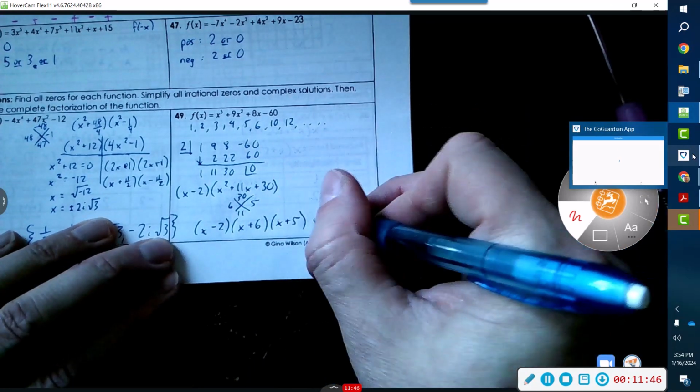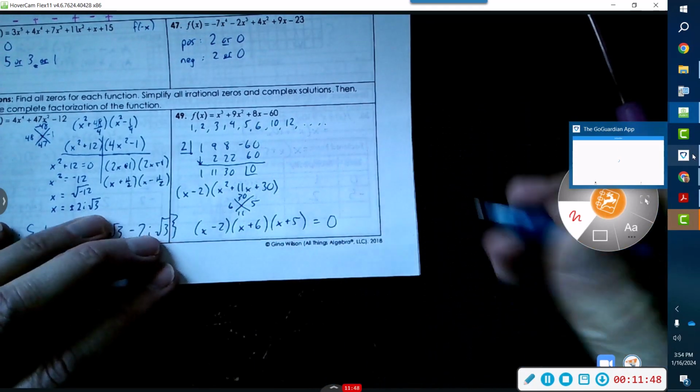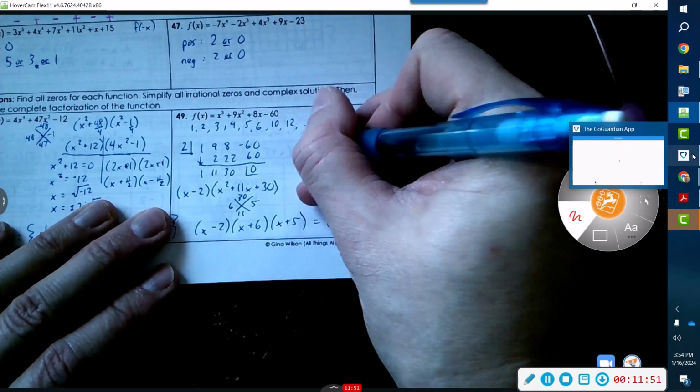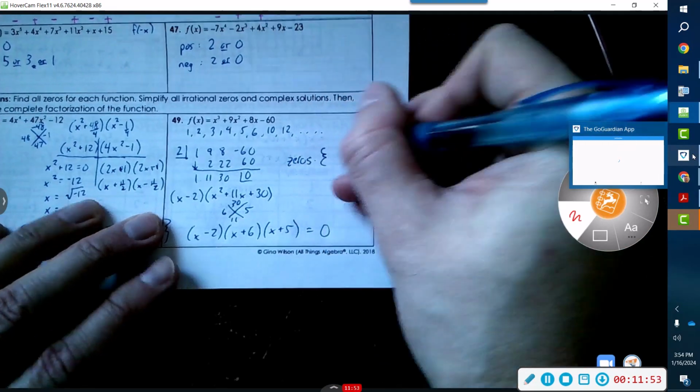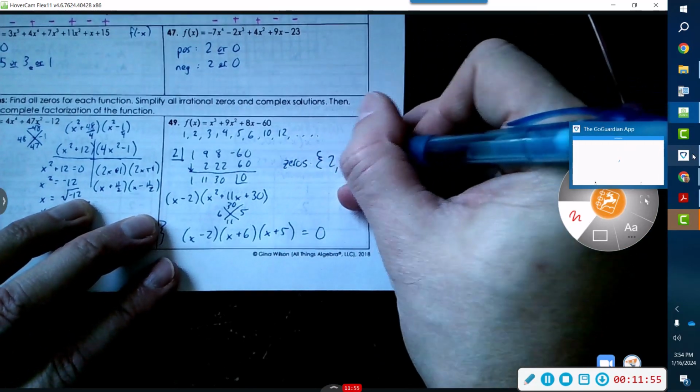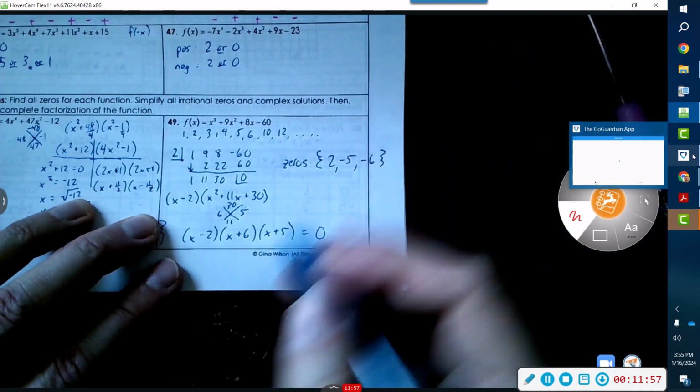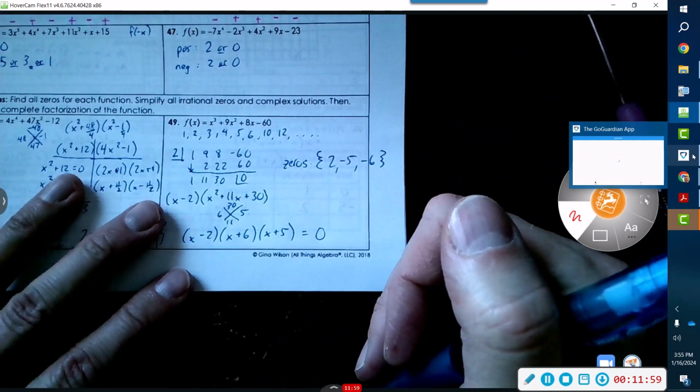Now, to find the zeros, you just set that factored form equal to 0, and you will find that your zeros are 2, -5, and -6. I don't know why I switched the order. It doesn't matter. But there we go. That's it. That's the game. Good luck, everybody.